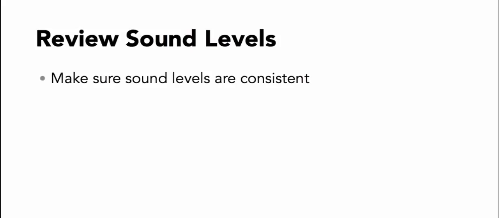When you're editing your videos before uploading, it's important to take a look at your sound levels. You want to make sure that your sound levels are consistent, so you don't want your video to be really loud in the beginning and then very quiet at the end. And as a whole, you don't want your video to be too loud or too quiet. So make sure that in that video editing program you're using that you're listening to your audio before you upload it to YouTube.